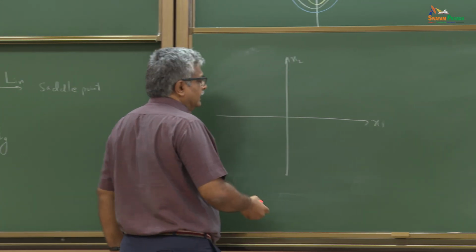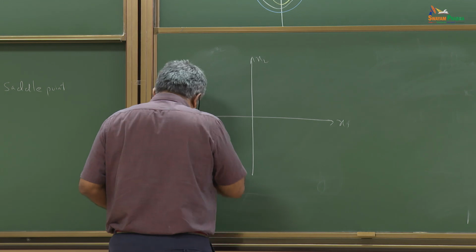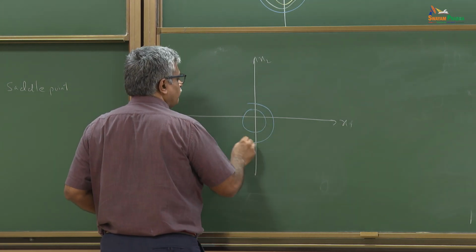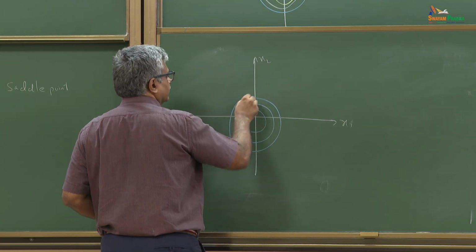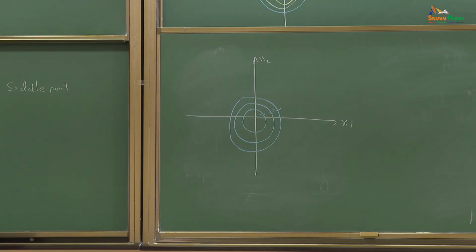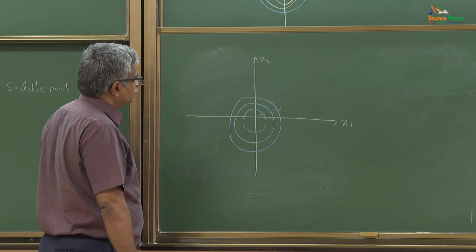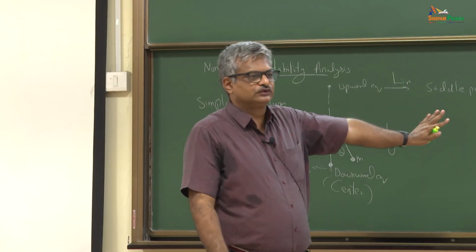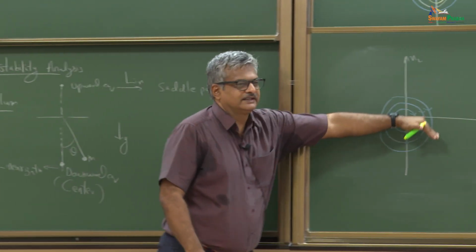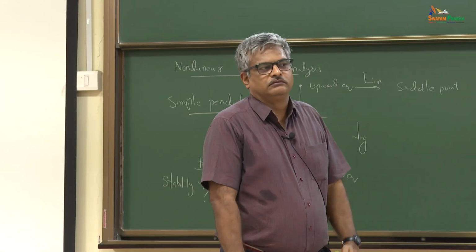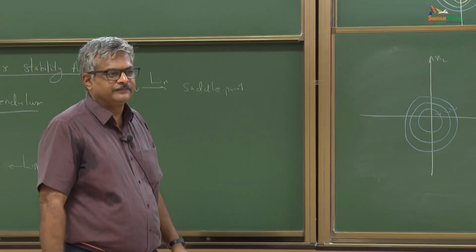That means the trajectories are all closed trajectories. They are like concentric circles, but they are a continuum. So we know how to plot this. This is not an analytical solution, but we did a numerical construction and we know that they are always closed. Now, can you conclude the stability of the origin?